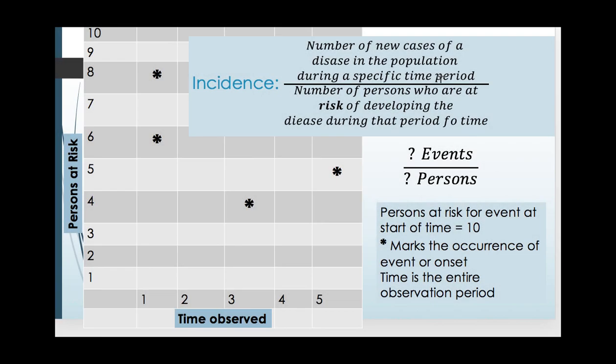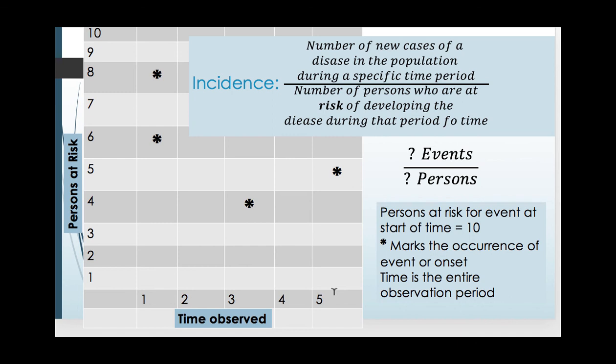So now we'll work on an incidence problem. This will help you more understand the definition of incidence as well as allow you to do some calculations. So here we just have a basic plot. On our y-axis, we have the number of people at risk. So in our study, we had 10 people. And on the x-axis, we have our time observed. So we observed these people for 5 minutes.